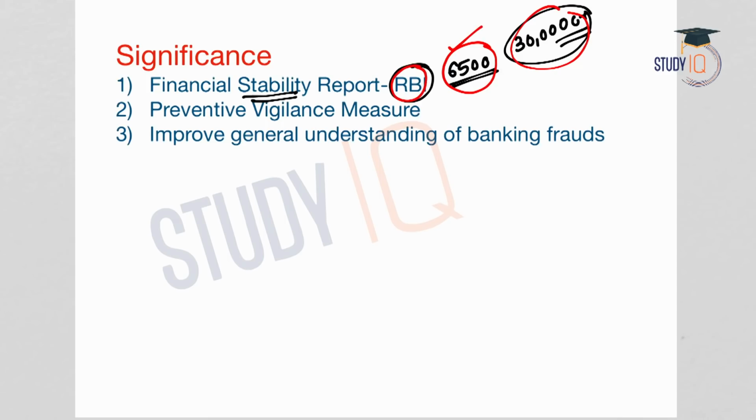So, in this context, the CVC's analysis of banking frauds is very important and significant. Now, second one is preventive vigilance measure.